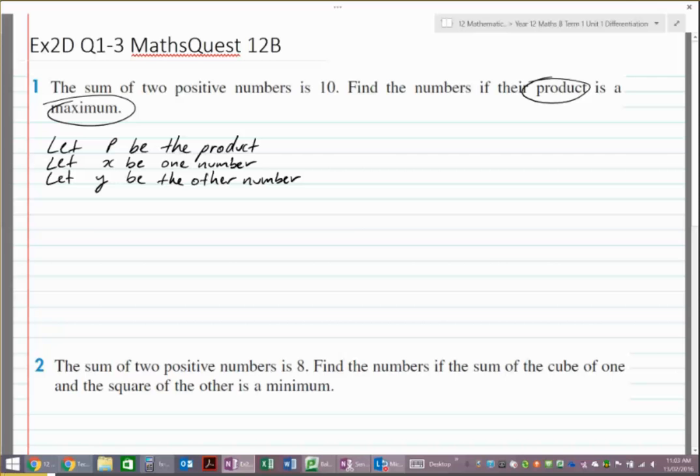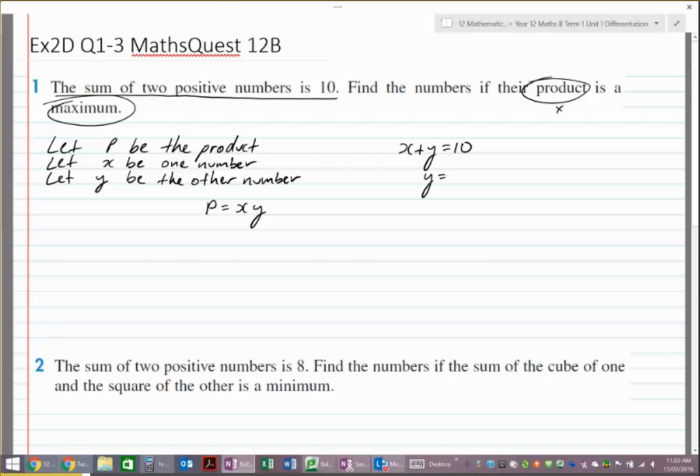My goal is to maximize the product, so I need to write a formula for the product. Okay, the product of two numbers, product means multiplies, will be XY. I can't optimize this because it has two variables in there, so I'm going to try and find some other relationships between these two variables. Okay, I've got this fact at the top line: the sum of the two positive numbers is 10. So I know that X plus Y equals 10. I want to somehow use this information to get only one variable in my equation for product.